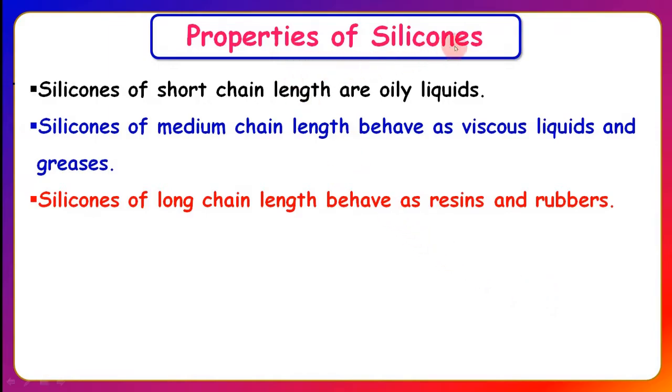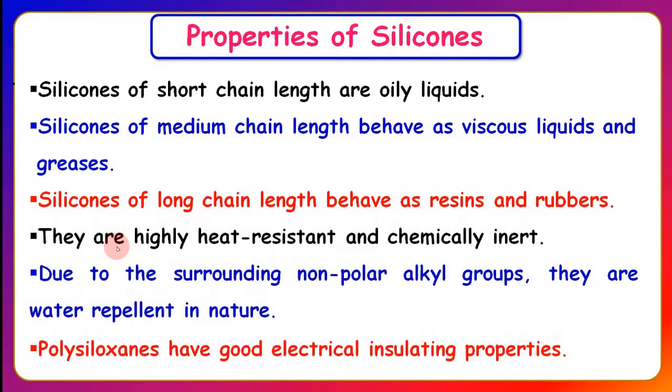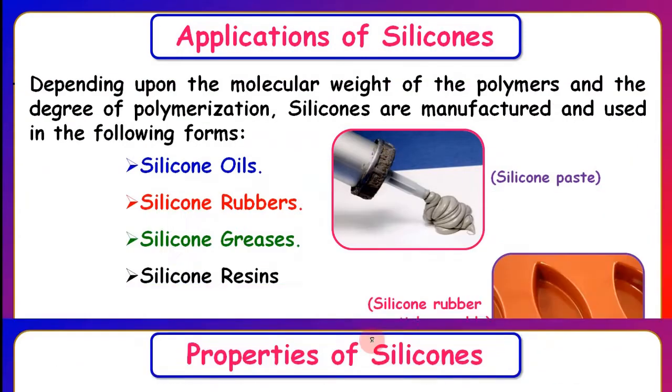Let us understand the properties of silicones. Silicones of short chain length are oily liquids. Silicones of medium chain length are viscous liquids and greases. Silicones of higher molecular weight, that is long chain length, behave as resins and rubbers. They are highly resistant towards heat and are inert towards chemical reactions like oxidation. Due to the surrounding nonpolar alkyl groups, they are water repellent in nature. Silicones or polysiloxanes have good electrical insulating properties.